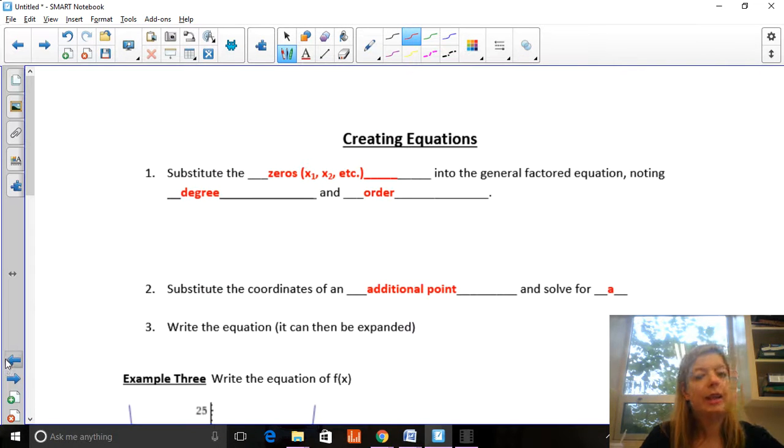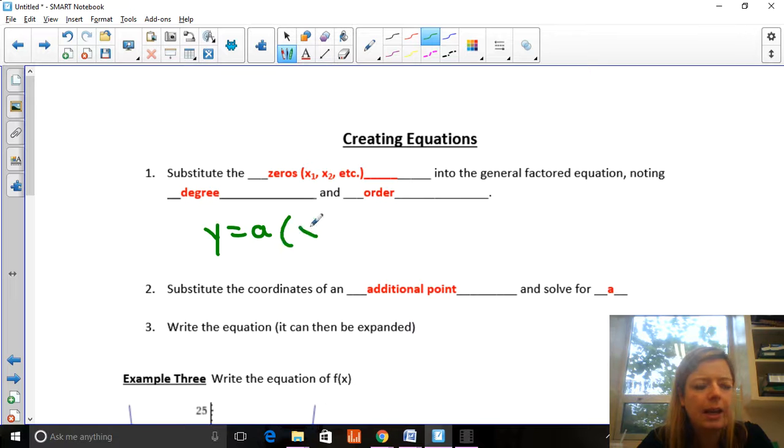Finally, we get to creating equations. This is when you're given the zeros, or given a graph that shows the zeros, and you need to actually create an equation in factored form. The first thing you have to do is substitute in the zeros, x1, x2, etc., into the general factored equation, noting the degree and order. So y equals a, x minus x1, and then you have to decide what the order is.